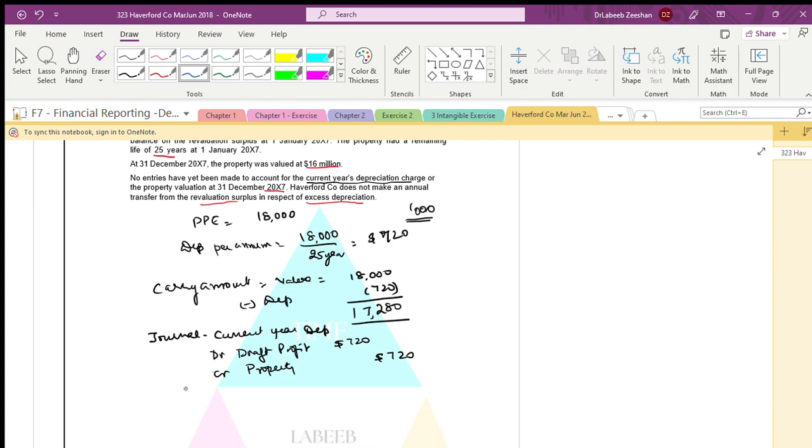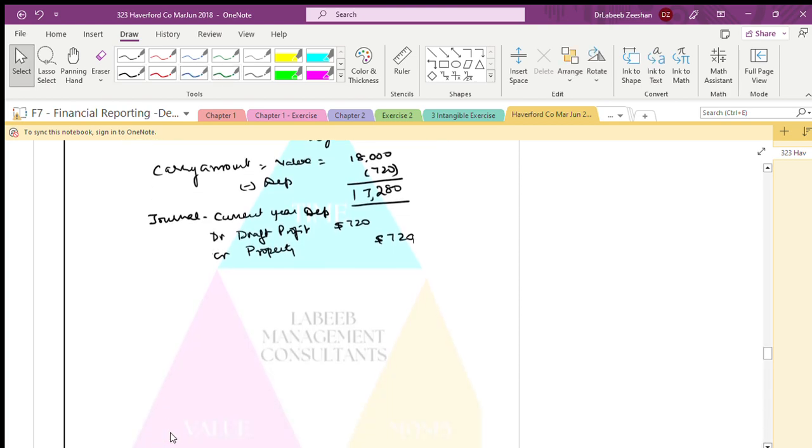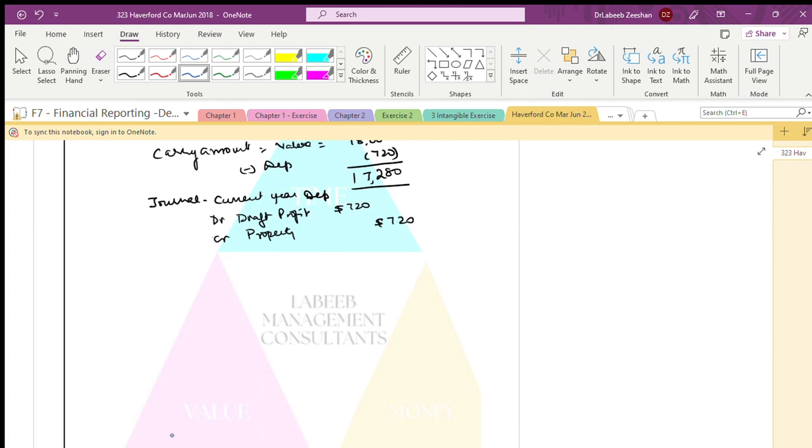Now next, what we have to do is know how much the carrying amount is. This is the carrying amount at the end of the year. Carrying amount at the end of the year is how much?